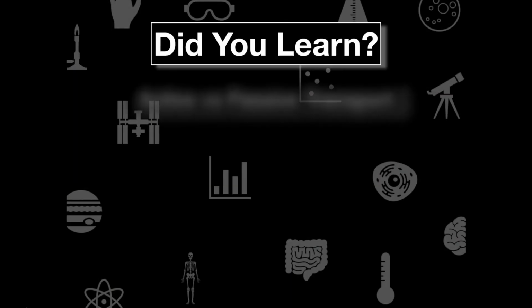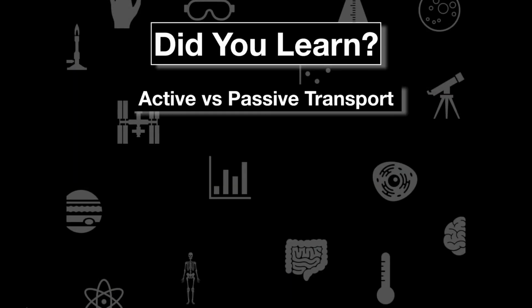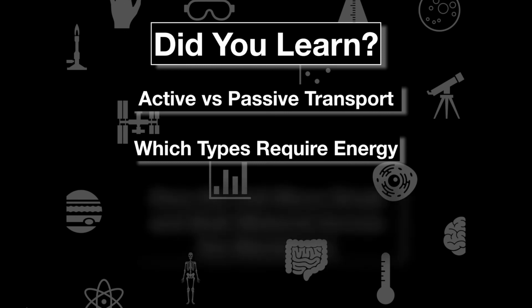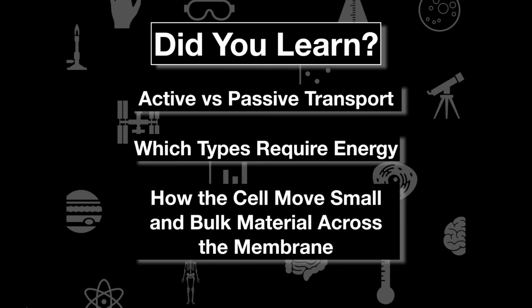So did you guys learn? Well, did you learn a couple of things? Did you learn active versus passive transport? Did you guys learn which types require energy? And then did you learn how cells move small and bulk material across the membrane?